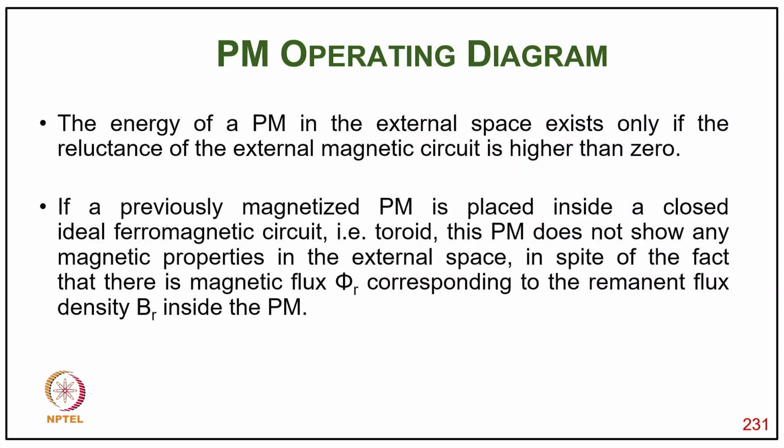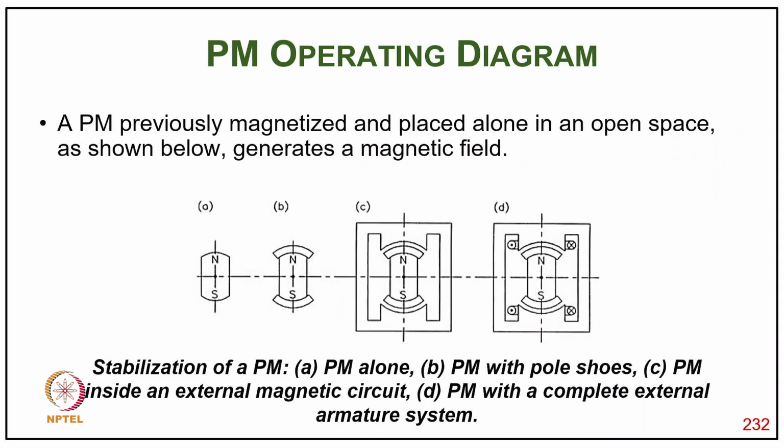The energy of a PM in external space exists only if the reluctance of the external magnetic circuit is higher than 0. So, if a previously magnetized PM is placed inside a closed ideal magnetic circuit, that is a toroid, the magnet does not show any magnetic property in the external space, in spite of the fact that there is a magnetic flux phi r corresponding to the remnant flux density Br inside the PM.